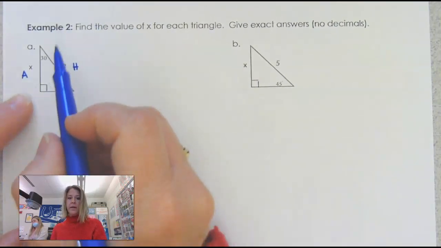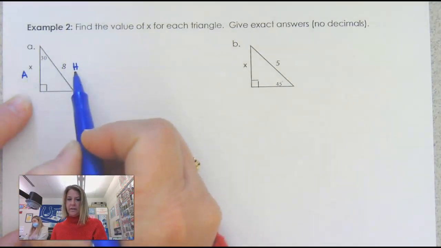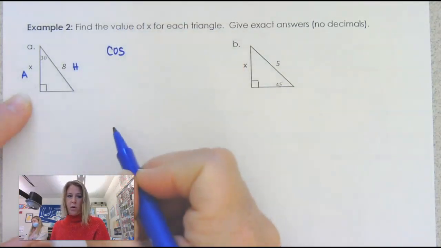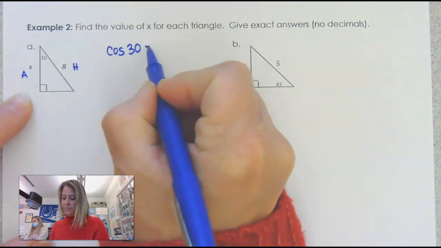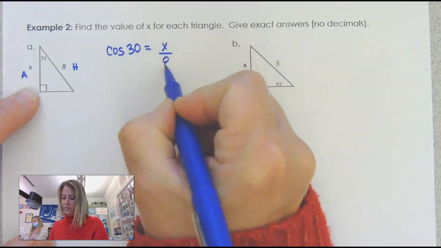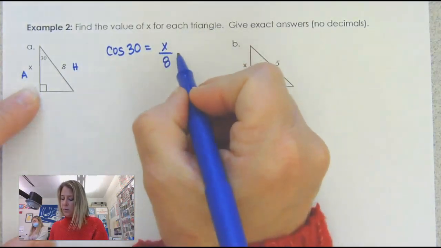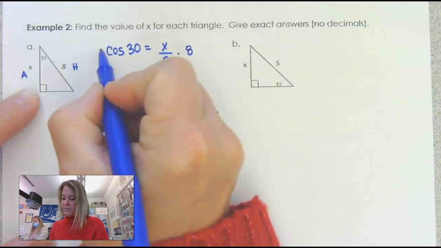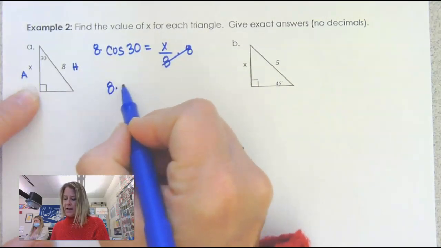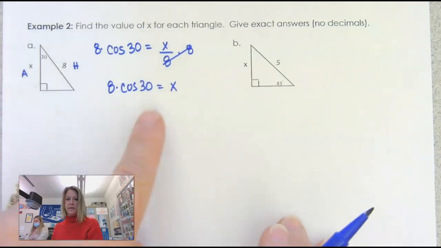So what we're going to do is we're going to look here. We've got this angle is 30. We've got the adjacent and the hypotenuse. Adjacent and hypotenuse is cosine. So I've got cosine of angle 30 equals the adjacent side, which is x, over the hypotenuse, which is 8. All right, I'm trying to solve for x, so I need to get rid of that 8. I'm going to multiply both sides by 8 to get rid of it. So that's gone now. I've got 8 times the cosine of 30 is equal to x.